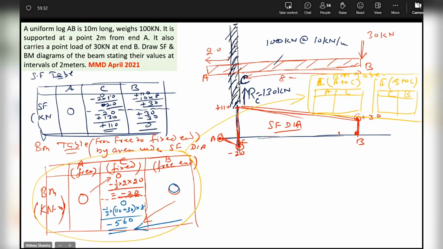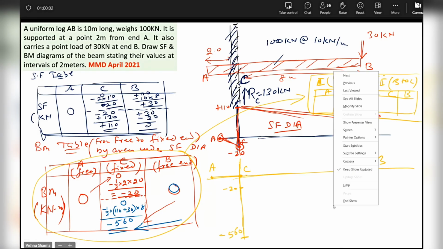Okay. Now we'll make the BM diagram. We again have the axis in line. Everything is minus, so we have it here. We have this end as A, this end as C, this end as B, and then we have minus 20 here. And by the same scale, you can go to minus 560 wherever it goes, right?